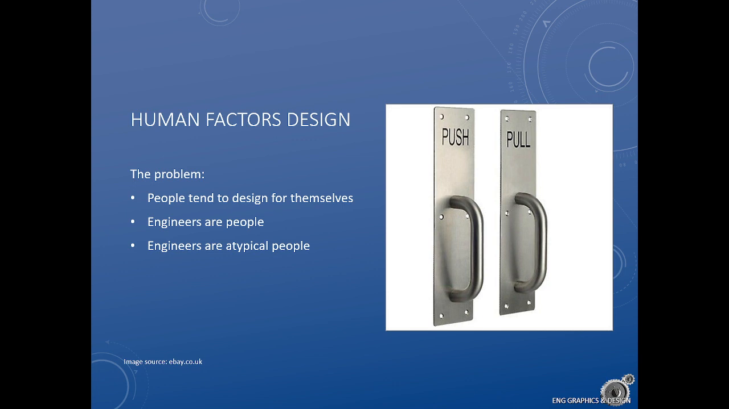The problem is that when we're designing, we tend to design for ourselves. If it would work well for me, it would work well for you. The problem is that people are very different. People have different abilities, interests, sizes, shapes. They'll interpret things in weird ways, and engineers are weird people.